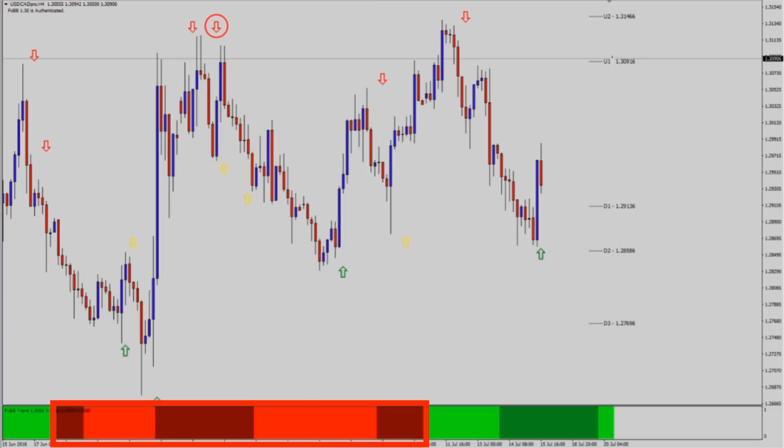Same thing here. So this red arrow happened at the close of this candle. So you would have entered here, a little bit of a rally, but then the market shot down. Really, really good profits to be had here as the market continues along.